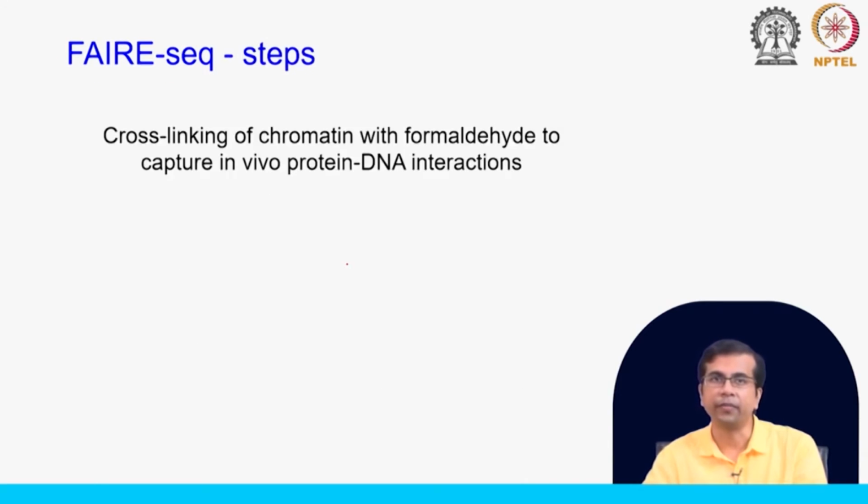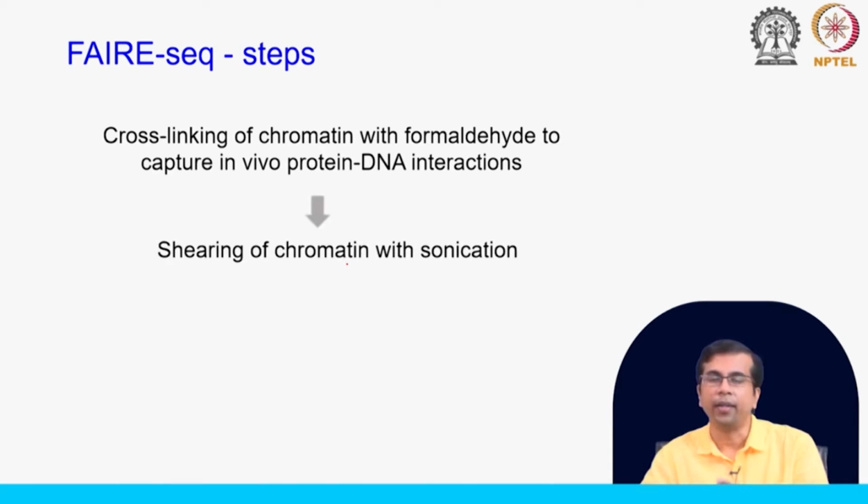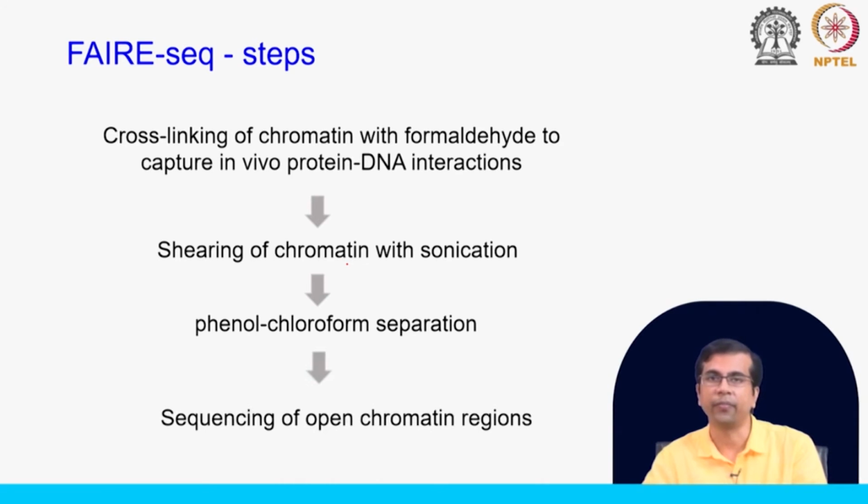So, what are the steps in FAIRE-seq method? We have cross linking of chromatin with formaldehyde, and this will capture the protein DNA interactions that are happening. The next step is shearing of chromatin with sonication, followed by phenol chloroform extraction. So, you have separation of aqueous and other layers. The free DNA will be in the aqueous layer, which you can take out and sequence, giving the sequencing of the open chromatin regions.